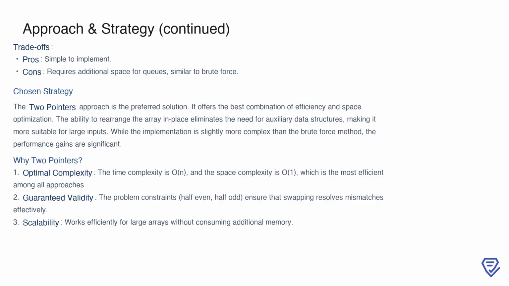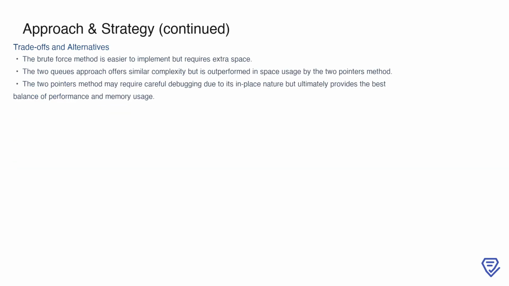To summarize, the brute force method is straightforward but requires extra space due to the separate lists for even and odd numbers. The two queues method offers similar time complexity but is less space efficient compared to the two-pointers approach. The two-pointers method, while slightly more intricate to implement, ultimately provides the best combination of performance and memory usage. It is efficient, scalable, and highly memory optimized, making it the ideal solution for this problem.